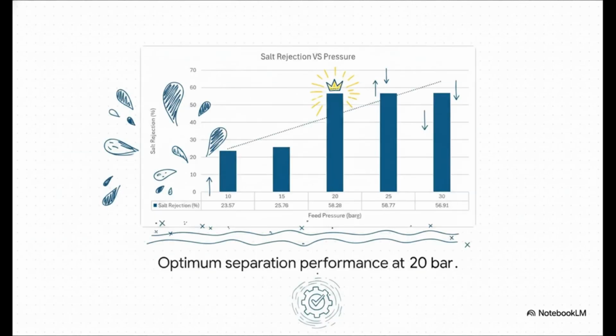The results here are super interesting. We see a massive efficiency spike right in the middle. The highest salt rejection hits exactly at 20 bar, reaching 58.28%. If we drop the pressure to 10 bar, rejection plummets to only 23.57%. But here's the crazy part. If we push harder, say to 25 or 30 bar, the rejection actually plateaus and then drops. So the membrane hits its absolute optimum separation performance at exactly 20 bar. More pressure definitely does not always equal better purification.